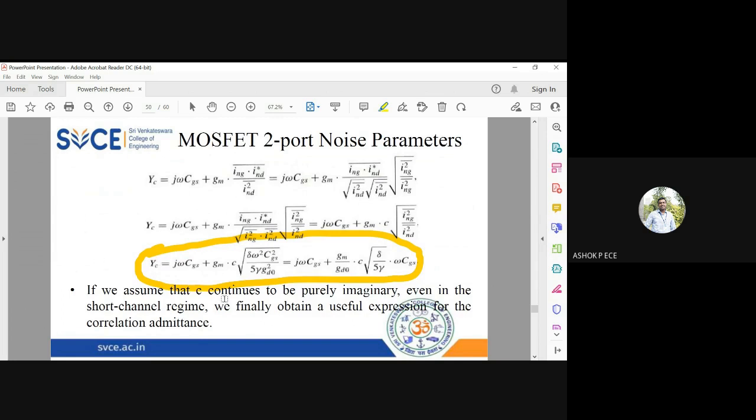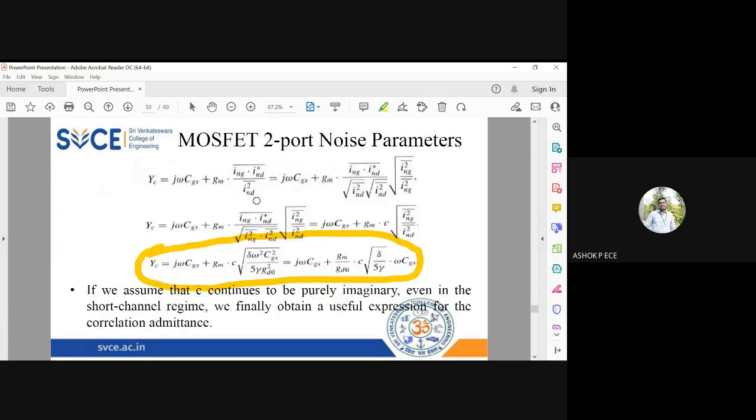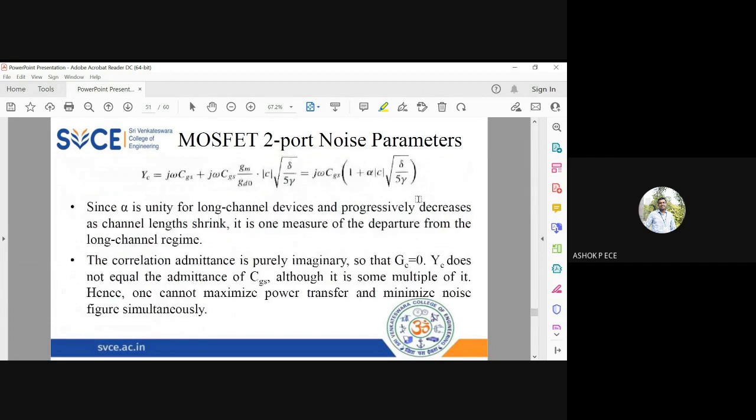You can remember that, and you can see that in the expression for YC, you have C and CGS coming. So C is going to be the correlation coefficient and CGS is going to be the gate source capacitance. So that is going to determine the noise characteristics of your MOSFET. This is the final expression after simplifying.